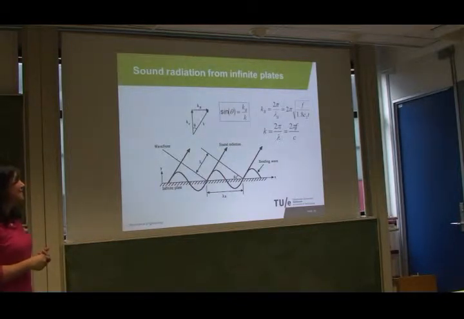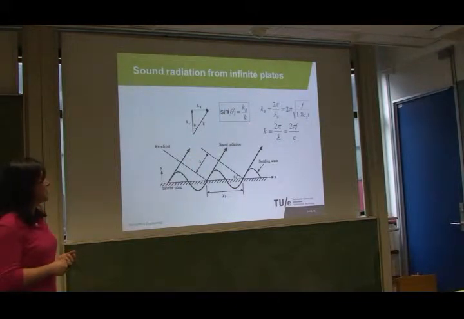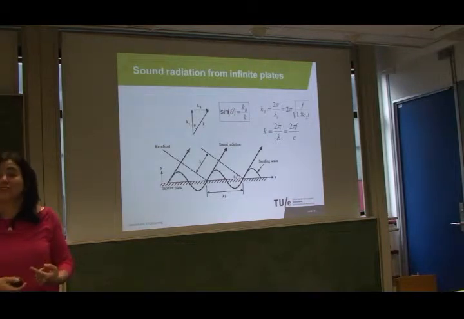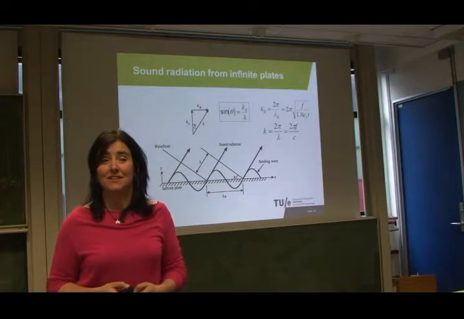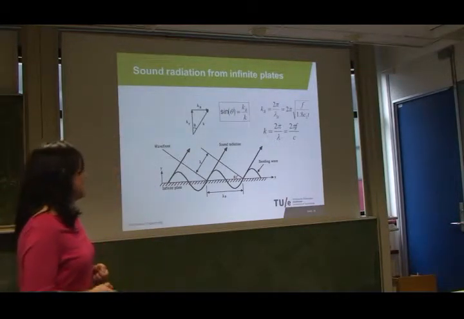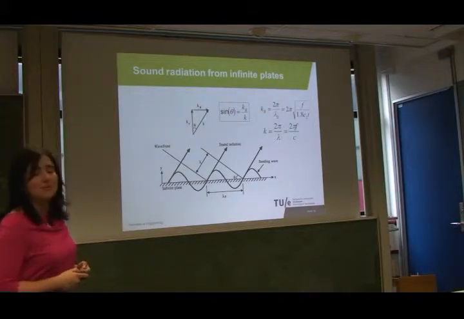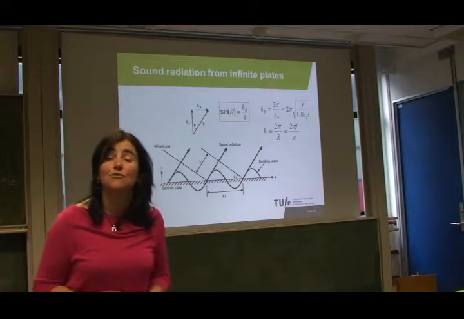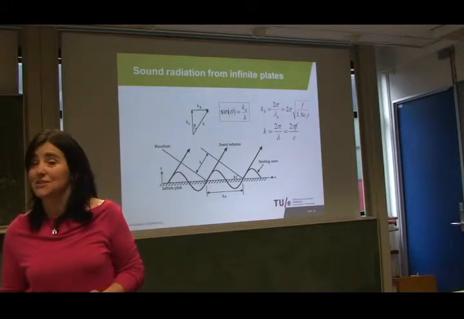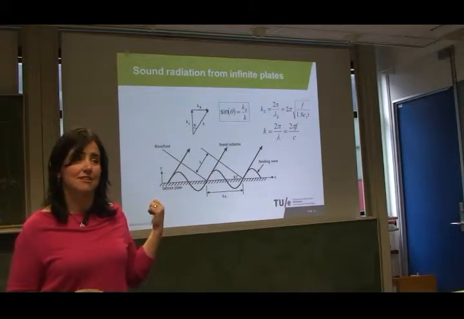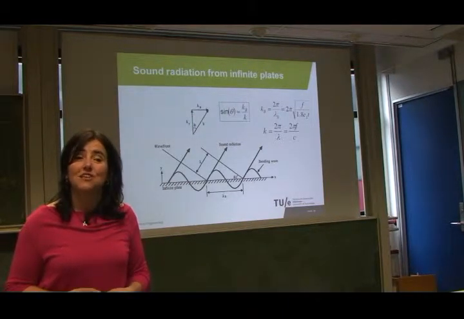So we can show that the sine of theta is the wave number of the bending waves divided by the wave number of the acoustic waves, or in other words, the wavelength of the acoustic waves divided by the wavelength of the bending waves. And you see already this sine theta is going to give us problems if the wavelength of the acoustic wave is larger than the wavelength of the bending waves, because then there is no solution for this. There is no theta because this ratio is larger than 1. So the question is, what happens then?